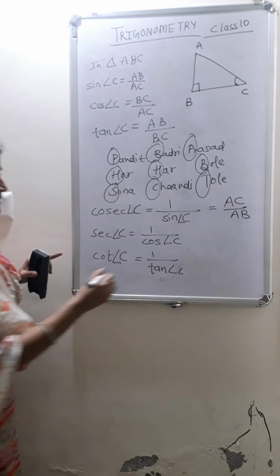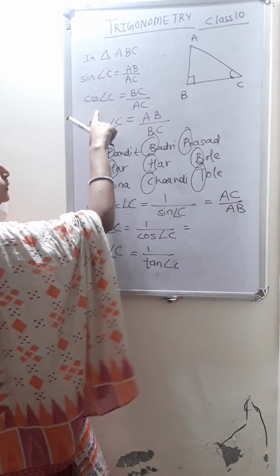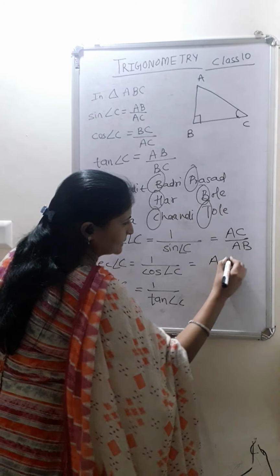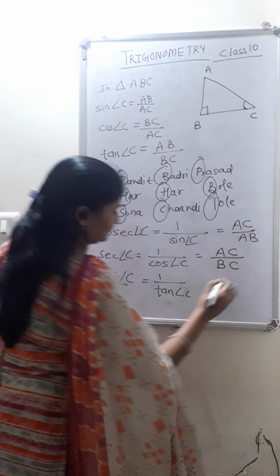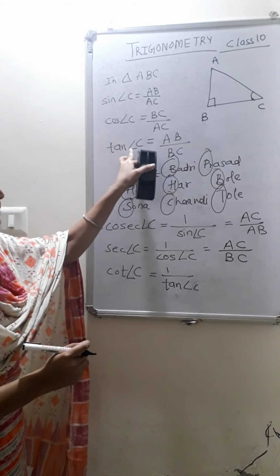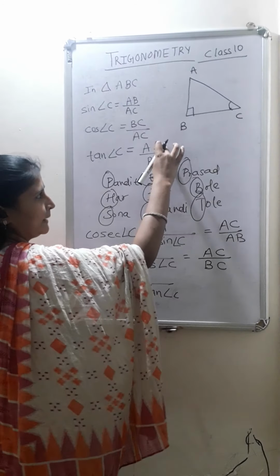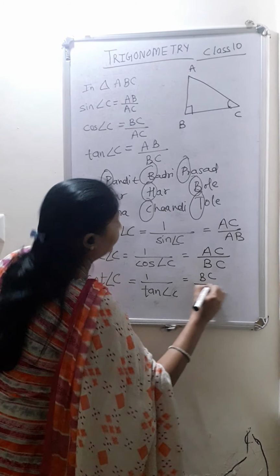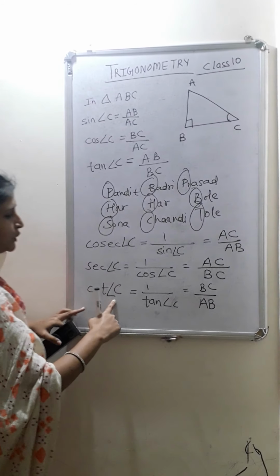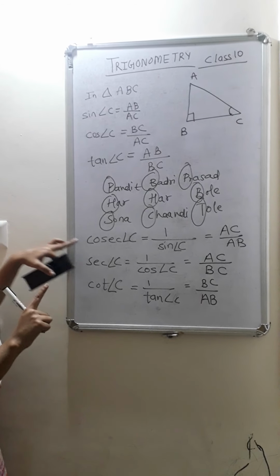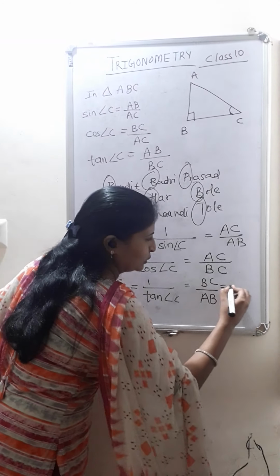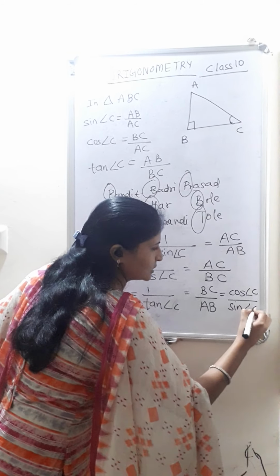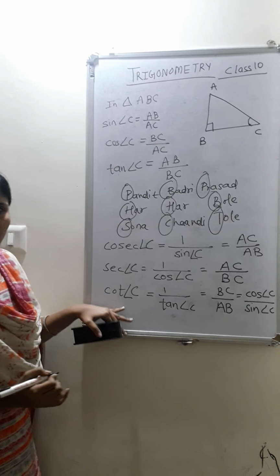Similarly, sec of angle C. Sec of angle C will become the reciprocal of cos. So, since it was BC by AC, here we will write down AC upon BC. Cot of angle C. Since it is the reciprocal of tan, and it was written here AB upon BC, we will write down BC upon AB. And cot of angle C can be written in terms of sin and cos in this way also, that is cos of angle C upon sin of angle C. This is also another way to write down cot of angle C.